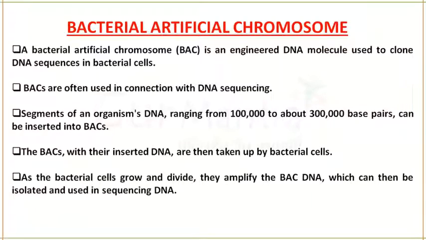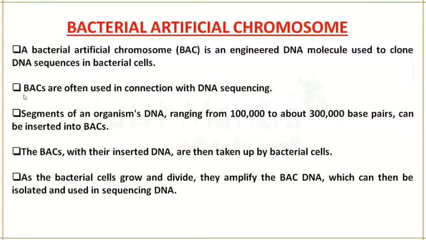Next is the bacterial artificial chromosome. These are basically artificial chromosomes, which means they have been engineered in the lab. A bacterial artificial chromosome, or BAC, is an engineered DNA molecule used to clone DNA sequences in bacterial cells. The name itself says bacterial.